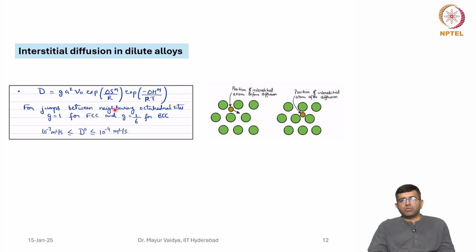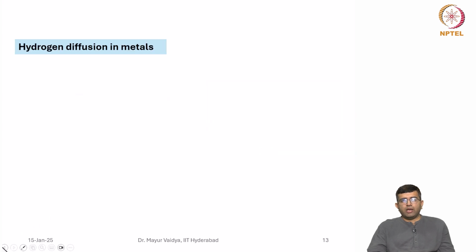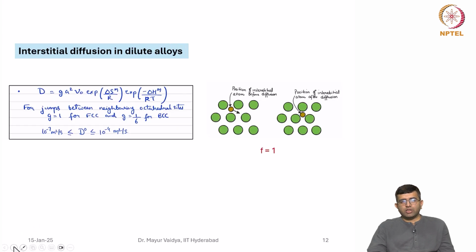And for jumps between neighboring octahedral sites, for example, this geometric factor is 1 for FCC, and for BCC it is 1/6, and the D naught usually lies in the range of 10 power minus 7 to 10 power minus 4 meter square per second. And we know that the correlation factor is 1 for the interstitial diffusion.